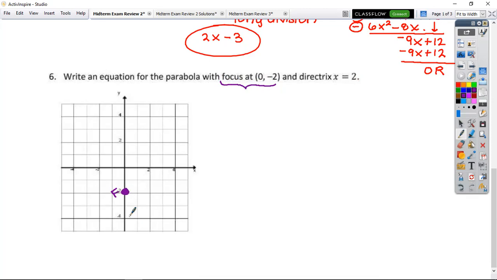And then I have a directrix at x equals 2. What type of line is x equals? Vertical or horizontal? Vertical. That's another common error. So this is a vertical line.